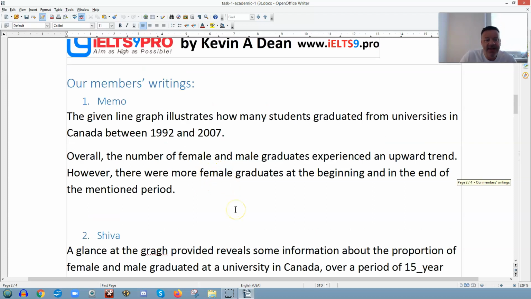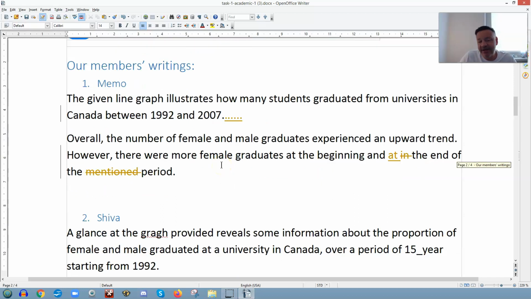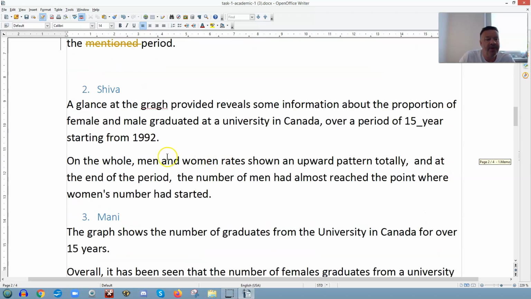The given line graph illustrates how many students graduated from universities in Canada between 1992 and 2007. I would have said how it was measured, but okay. Overall, the number of female and male graduates experienced an upward trend. More female grads at the beginning and in the end, well, at the end of the mentioned period. And we don't need to say mentioned, of course, it's mentioned. Okay, not too bad, not too bad. Could have maybe added a couple of little things there, but okay.